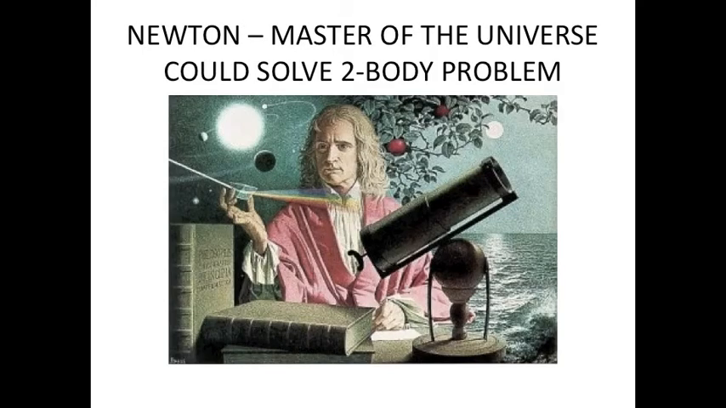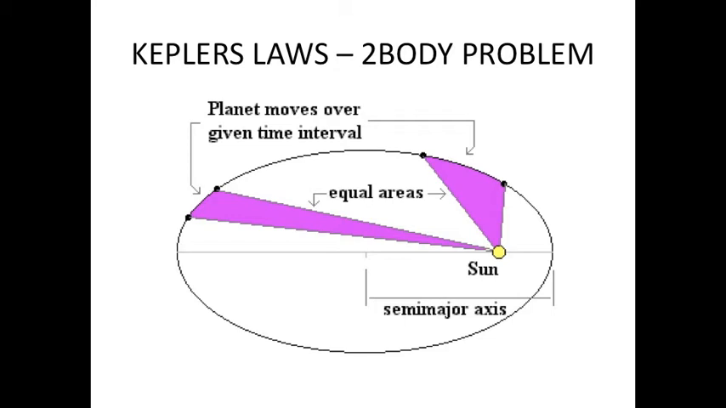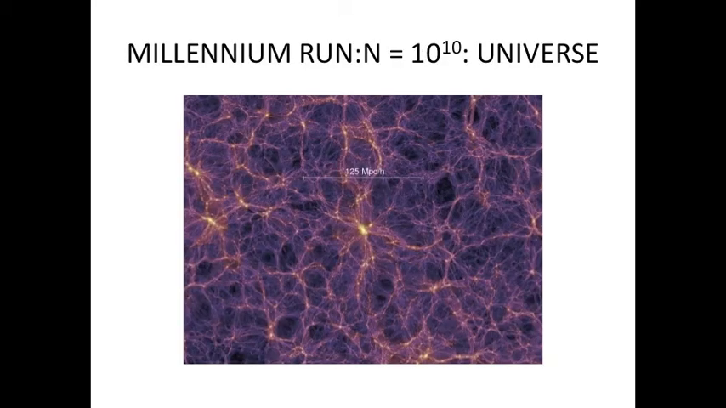This made Isaac Newton master of the universe because he could solve the two-body problem and prove Kepler's laws from one single law. In the Millennium Run, the formation of galaxies after Big Bang was simulated as an n-body problem with n equal to 10 to the 10.